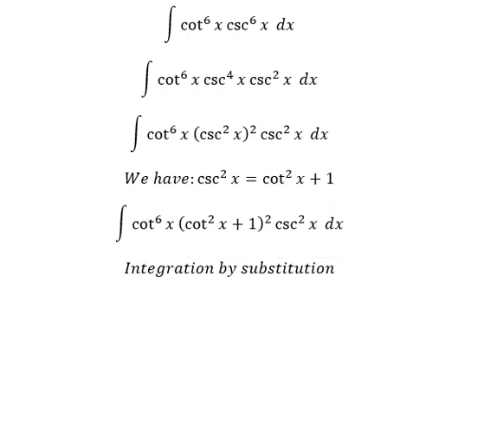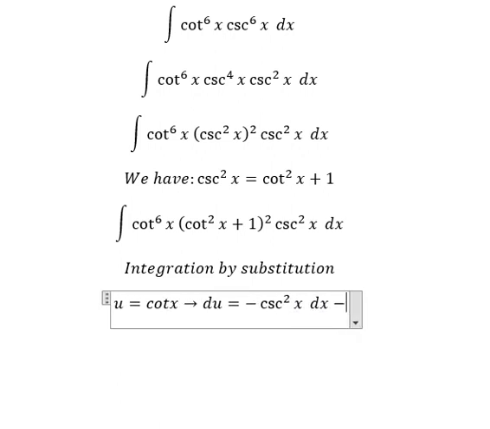So I will put u equals cosine x. Later we need to do first the derivative for both sides, and we have negative cosecant of x squared dx. Because we don't have the negative side in here, I will put this one go to the left.